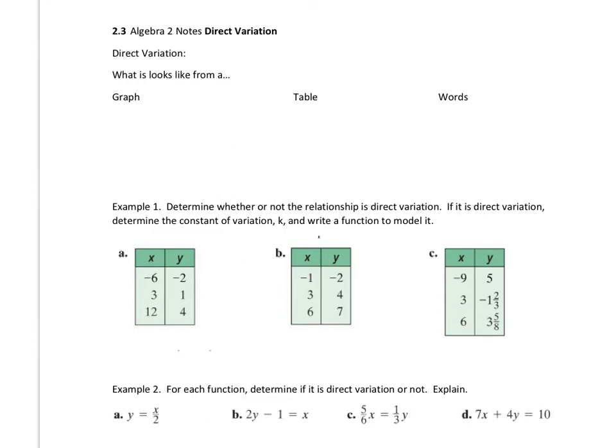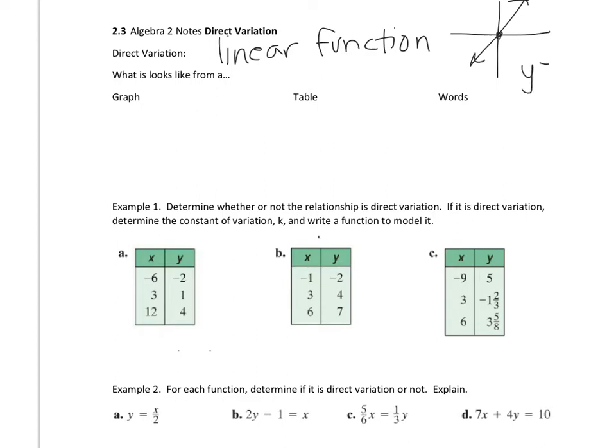Direct variation is a special linear function that crosses through the origin. So it goes through the origin, the y-intercept is the origin, and so it takes on the equation y equals kx, where k is the constant of variation, and k is the same thing as a slope.